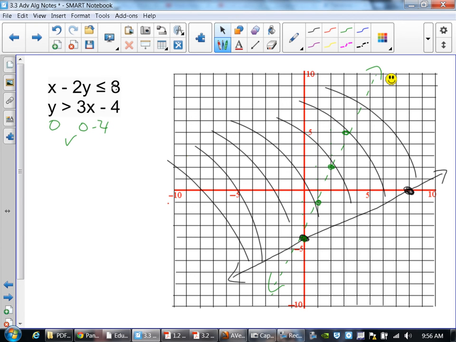Wait, how'd you do that? Oh, you just put it in for the x and the y. Yeah, that's all I'm doing. I'm using that 0, 0 as my test point. So it didn't go through the line, so I know I can use it. So all I'm doing now is just shading. This side also gets shaded upward.